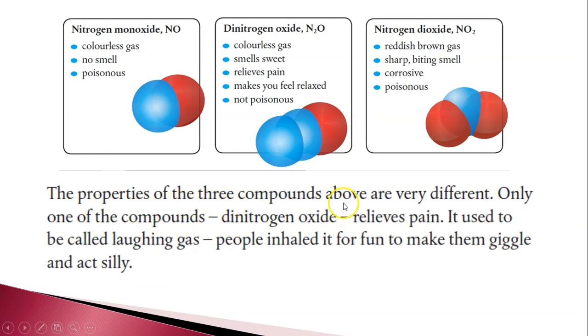The properties of the three compounds above are very different, right? Only one of the compounds, dinitrogen oxide, relieves pain. This compound is also known as laughing gas. I don't know whether you have heard about laughing gas. This gas, dinitrogen oxide, will create giggles, like a laugh, in people when they inhale it. So it is called laughing gas. People inhale it for fun, to make them giggle and act silly.